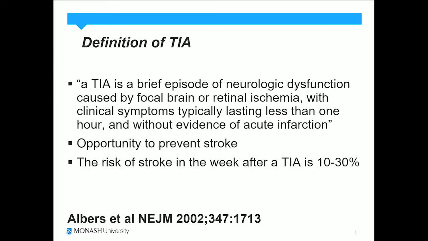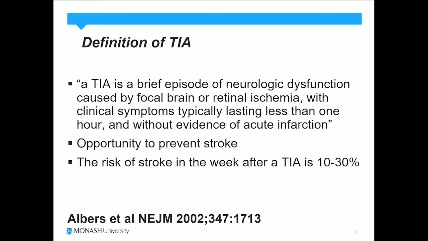Now, just a brief mention about a TIA, which stands for transient ischemic attack, and it's a brief episode of neurological dysfunction caused by either focal brain or retinal ischemia. This patient normally presents with clinical symptoms, but these symptoms sometimes last less than an hour and up to about 48 hours. And normally there is no evidence of an acute infarction.